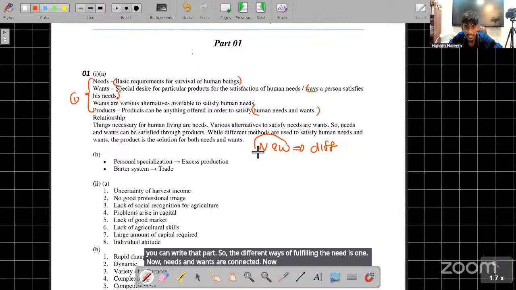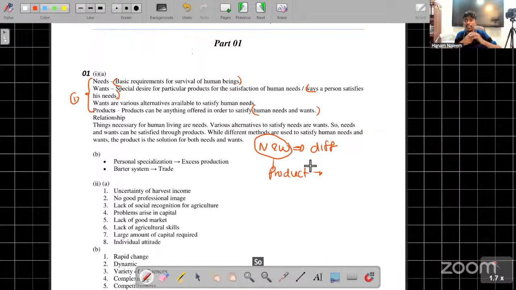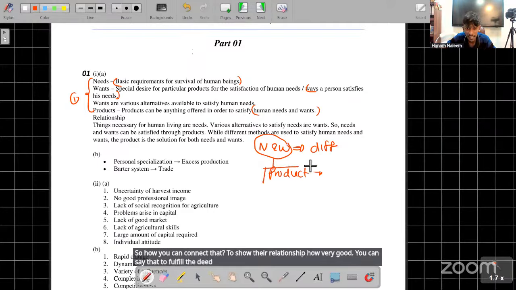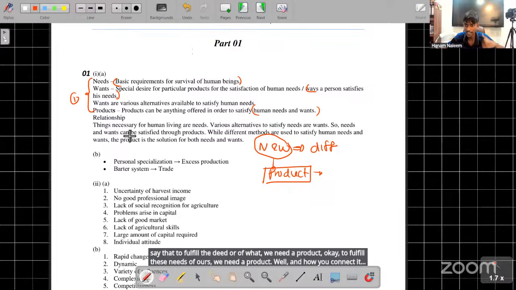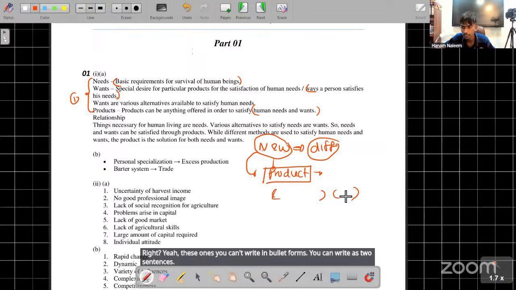Now you have to connect these needs and wants with product also. How can you connect them? To show their relationship, how? Very good. You can say that to fulfill the need or a want, we need a product. You connected smartly. First you wrote the definition, 80% needs and wants got divided in relationship, then you connected them with the product. These ones you can't write in bullet form. You can write as two sentences.